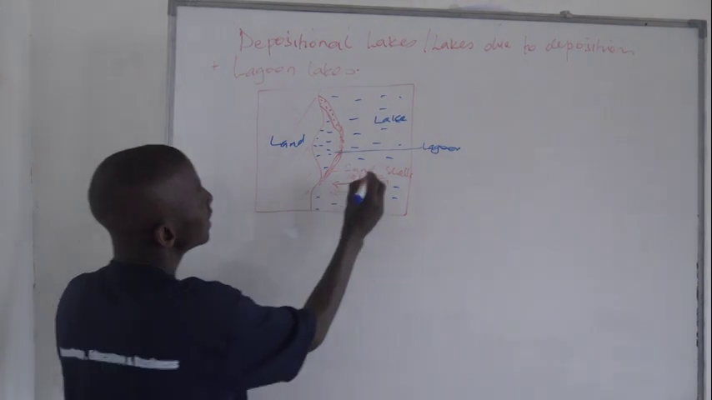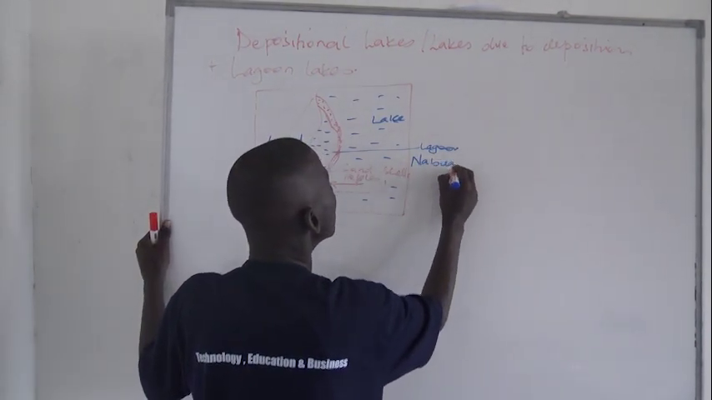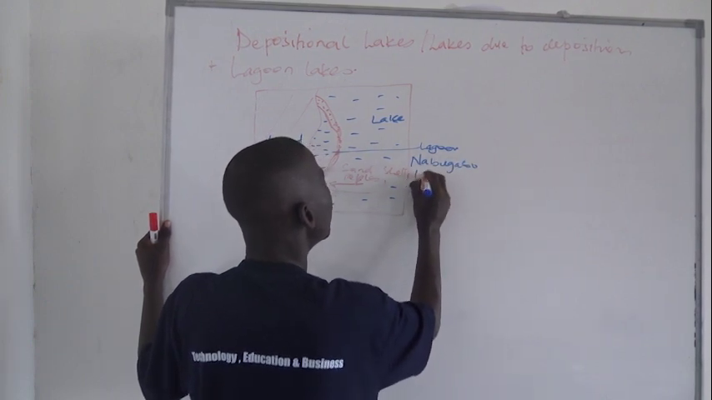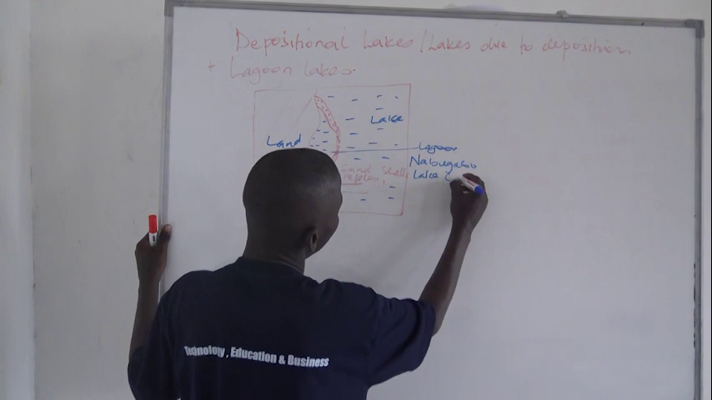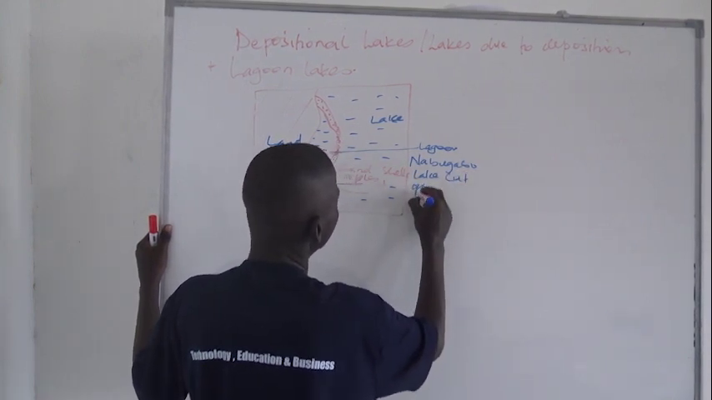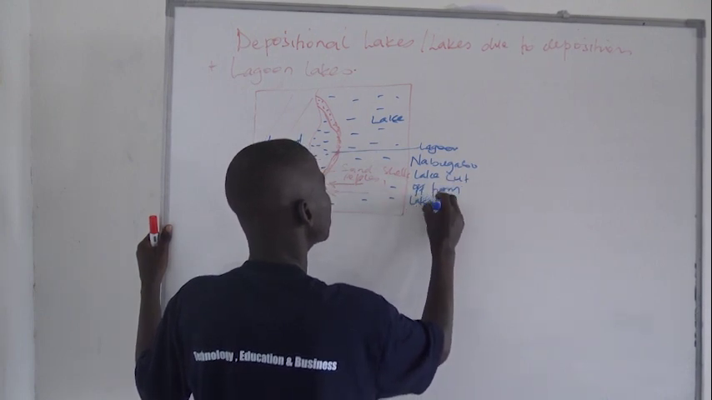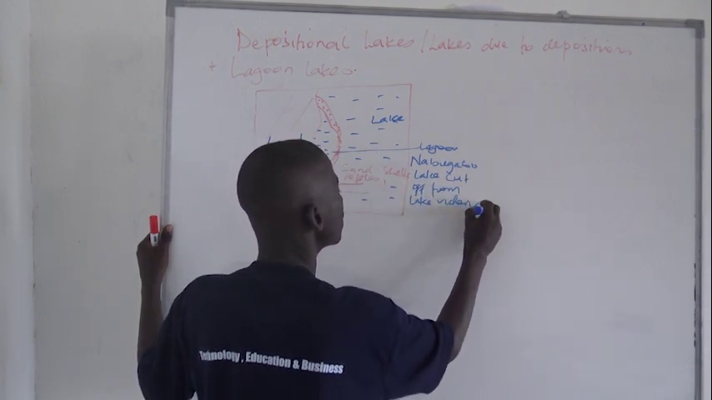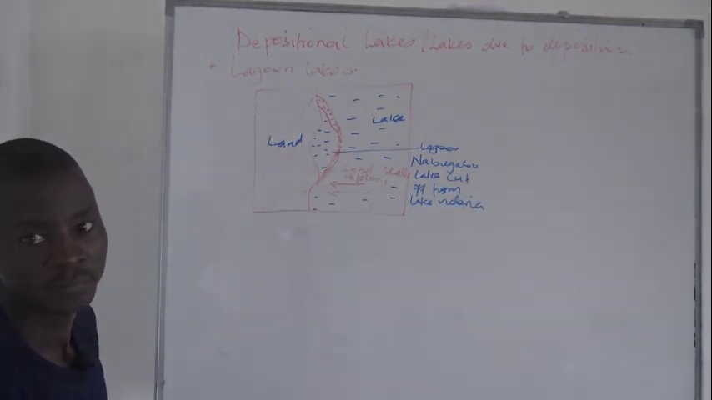So the best example is Nabugabo Lake. Nabugabo Lake was cut off from Lake Victoria. It's the best example of a lagoon lake.